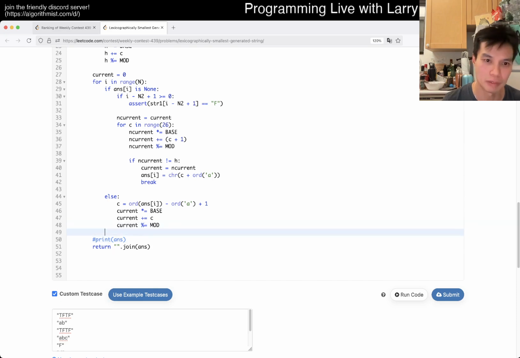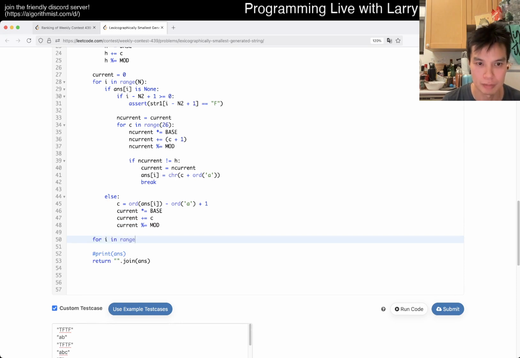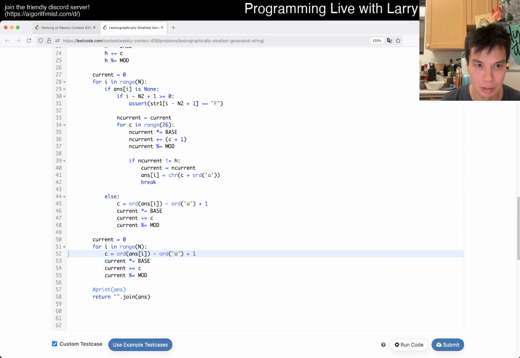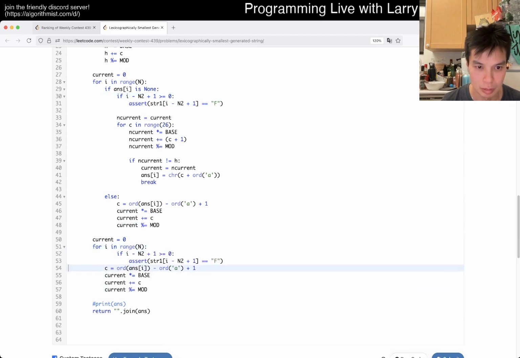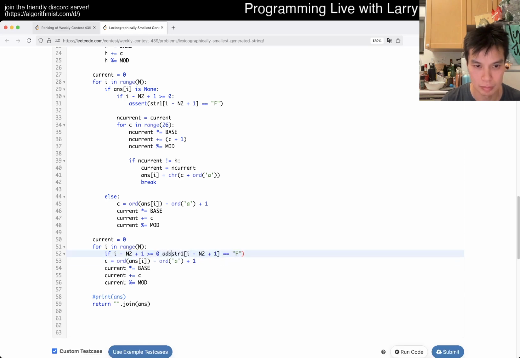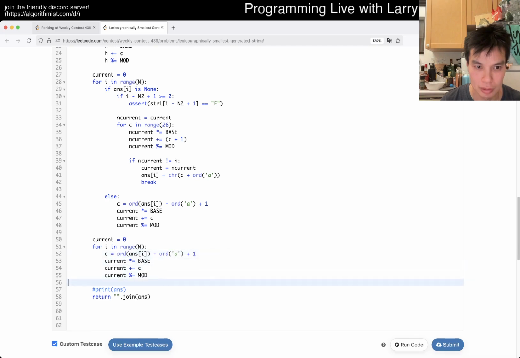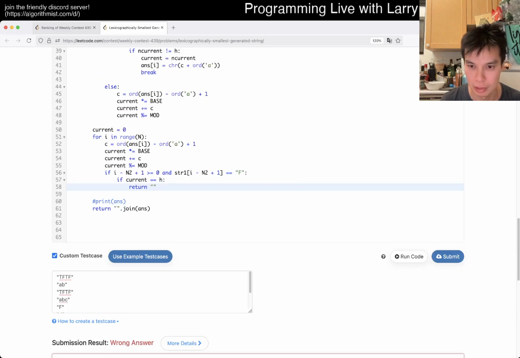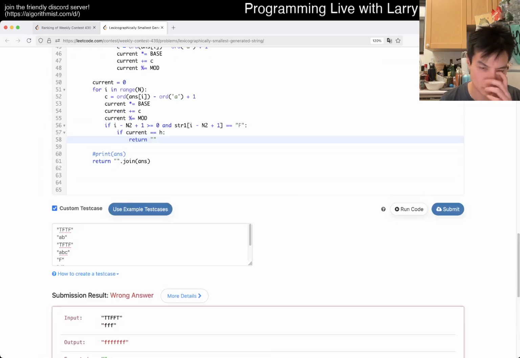So okay, yeah, I mean we could just do it again. I don't think this is a big deal. It is a silly mistake though on my part. I forgot to check for the other things. Okay. If this is false, then if current is equal to h, then we return empty string. That's wonky.